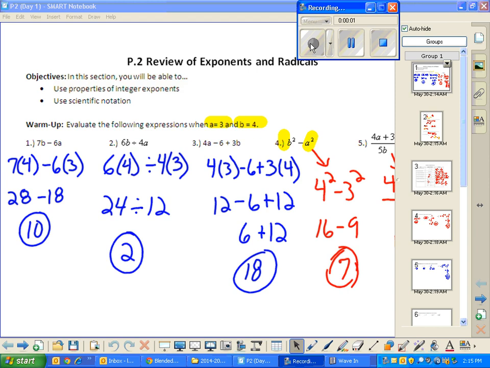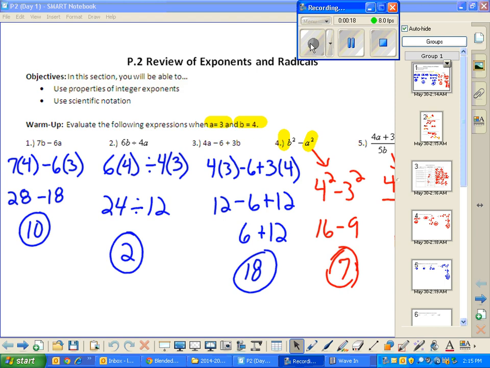Hello, folks. I just wanted to let you know that we are today going to finish up our review of exponents. Again, our goal in this section is to use properties of integer exponents, and then we're going to finish up today by using some scientific notation.